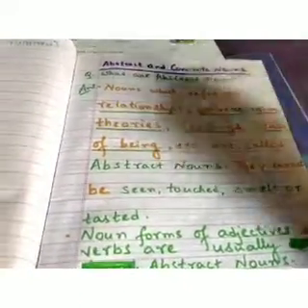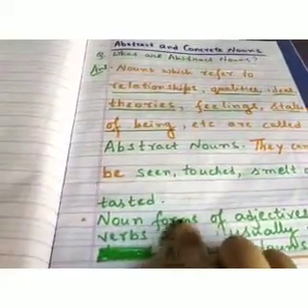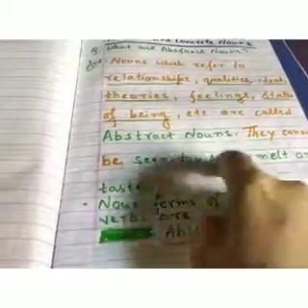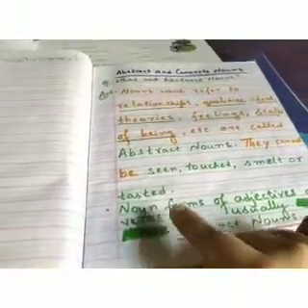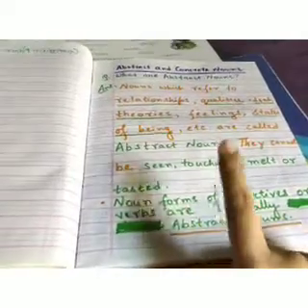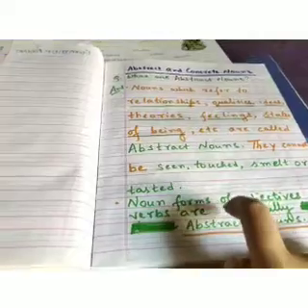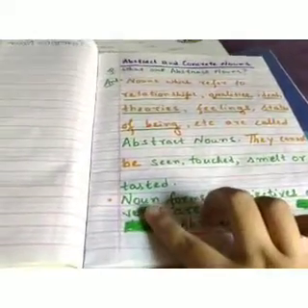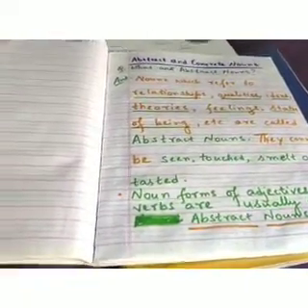Alright, so this is what an abstract noun is, and see, noun forms of adjectives or verbs are usually abstract nouns. Today we are going to work with these things only, the abstract noun forms of adjectives and verbs. So let's move on and let's see what we have got today in our lesson.